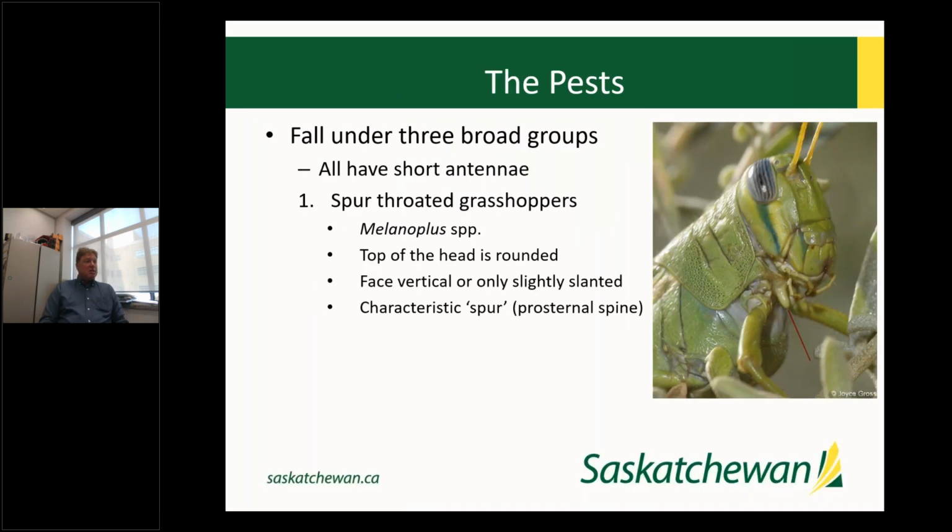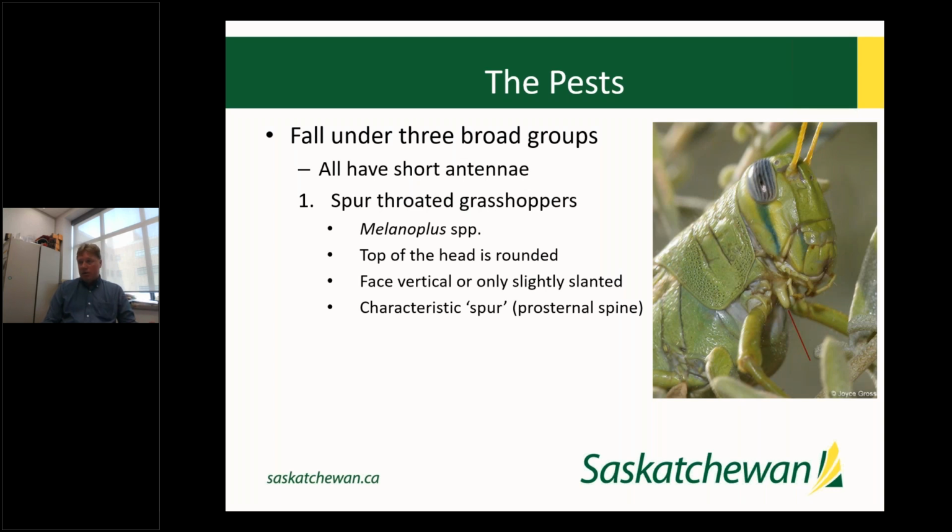When we're talking about the pests, these fall under three broad groups. The first we'll talk about are the so-called spur-throated grasshoppers. You can see in the photo here the red bar pointing at the spur on the throat of the animal. The structure isn't really called a throat, but you can see that conspicuous spur for the sake of identification. These tend to have short antennae, and that's a real good giveaway if you're dealing with a pest species versus a non-pest. Short antennae, typically a pest species.